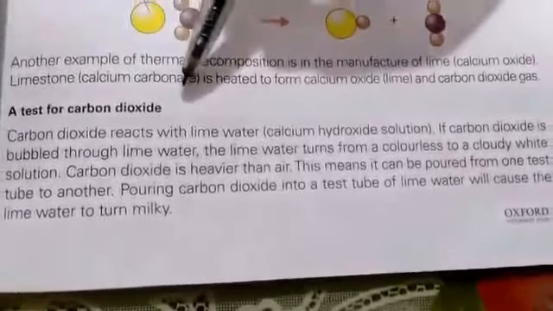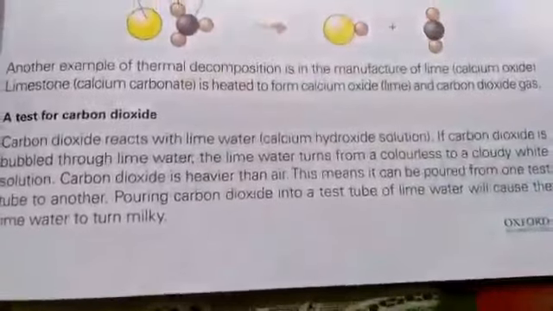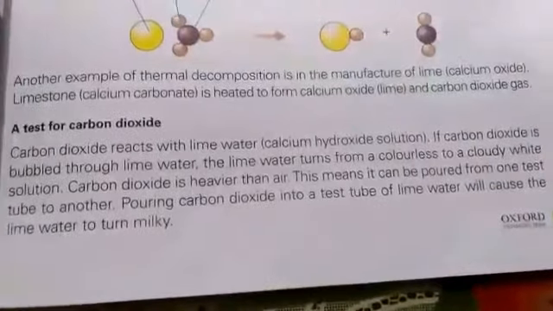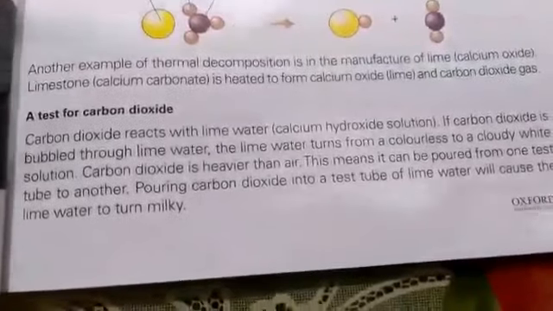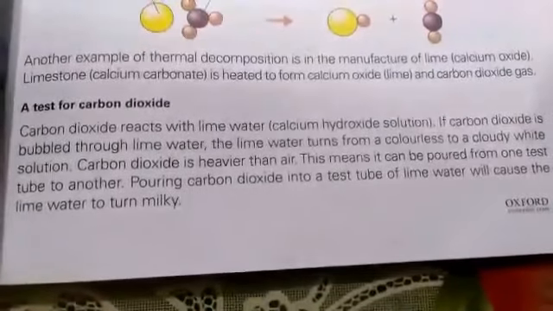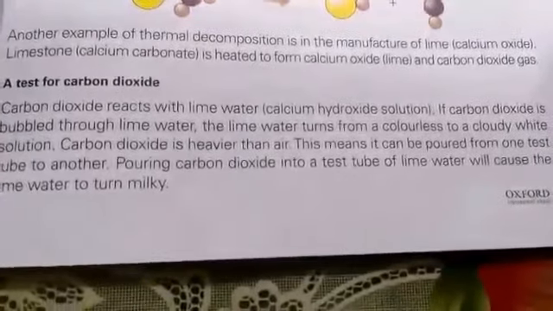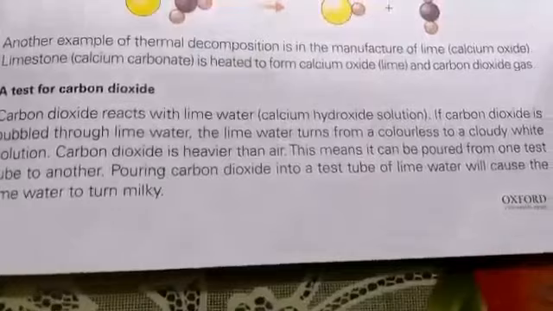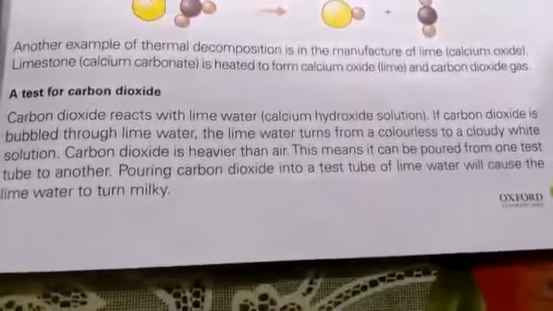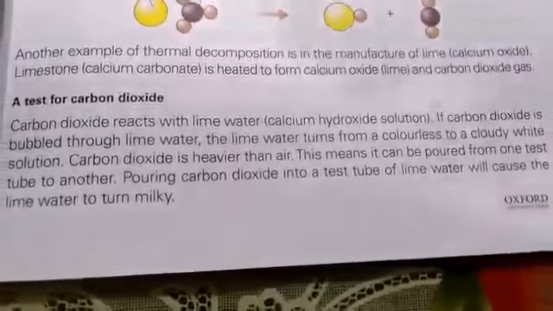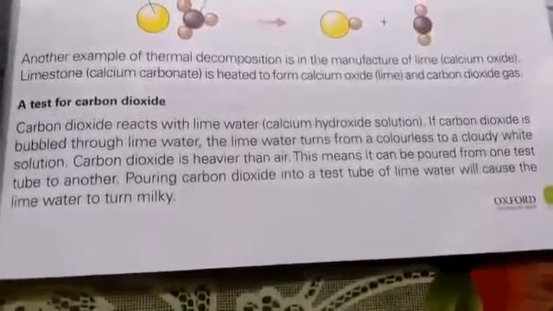Okay students, our next topic is the test for carbon dioxide. As we have seen in the decomposition of copper carbonate, carbon dioxide is produced along with copper oxide. How will we come to know that carbon dioxide has been produced? There is a test for carbon dioxide. Carbon dioxide is tested with the help of calcium hydroxide, which is an alkali. It is a colorless solution.